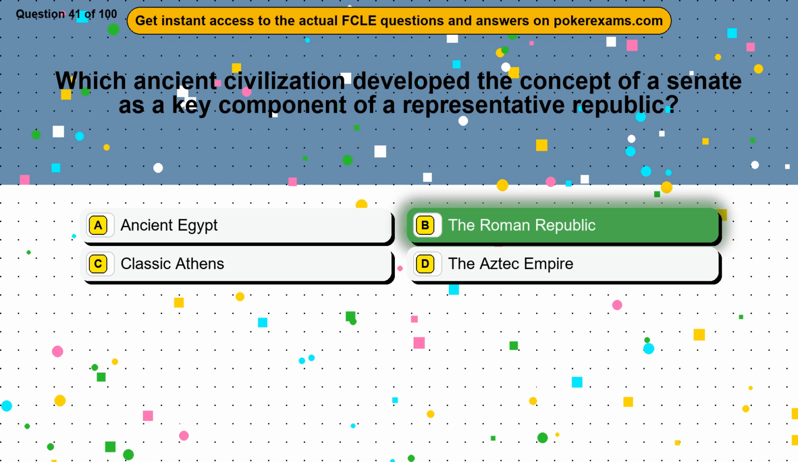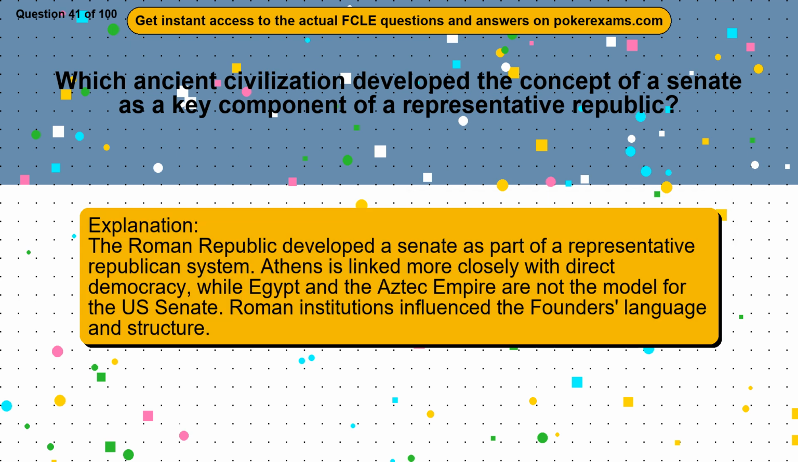The Roman Republic. The Roman Republic developed a Senate as part of a representative republican system. Athens is linked more closely with direct democracy, while Egypt and the Aztec Empire are not the model for the U.S. Senate. Roman institutions influenced the founders' language and structure.